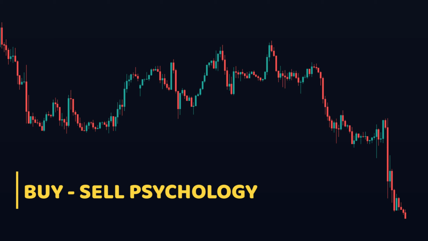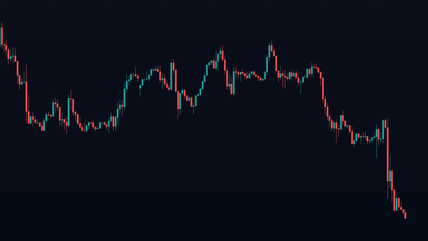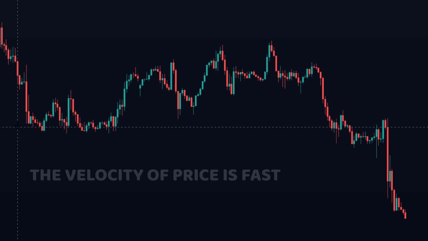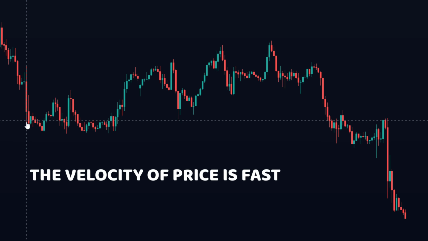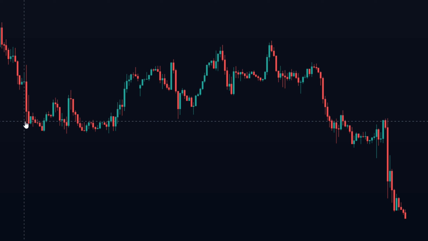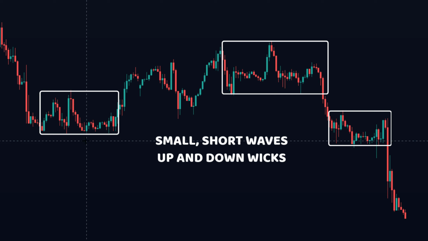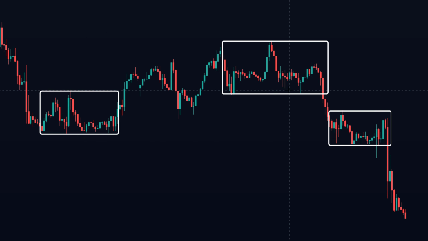Look at the price move of the leading wave. We can conclude that there is a complete overpower of the bull or the bear. In this wave, the velocity of the price is very fast and strong, which means it can move a long distance in a short period of time. It's different from other waves because those are made of small and short waves. They have many up and down wicks, and these stages don't show a clear overpower of a side.